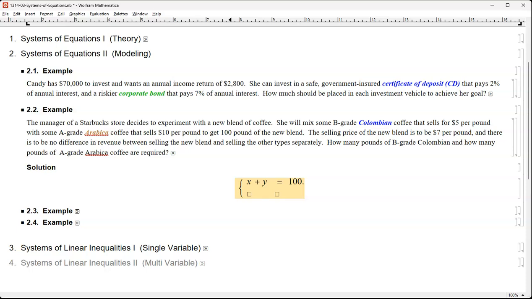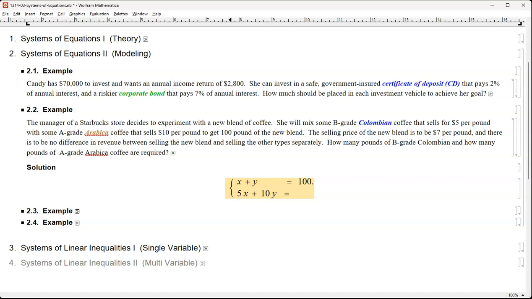$5 per pound for Colombian, $10 per pound for Arabica, and then new blend $7 per pound. How do you work on it? Let's see. Let me give you a hint. $5 of X, $10 per pound of Y. So if you consider this in monetary units, if you sell X amount of Colombian, you end up with 5X dollars. If you sell Y pounds of Arabica, you end up with 10Y dollars.